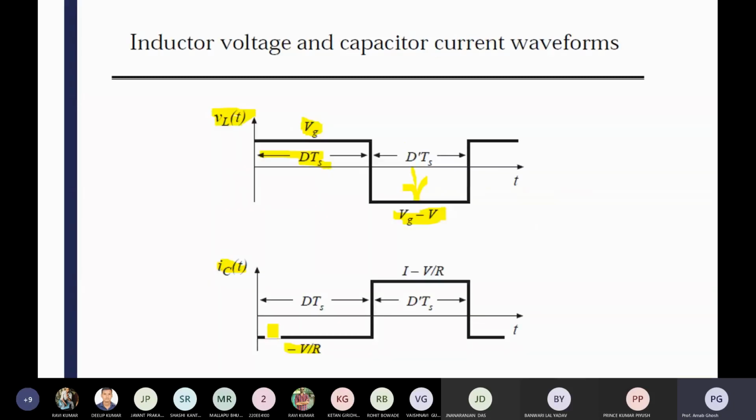If you replace all of them, you can get that value. Initially when the inductor voltage is positive, you can see the capacitor current is negative. When the inductor voltage is negative, the capacitor current is positive. So both are different in manner. Why is it positive? Because of the minus V by R, the positive component is not there, but here the positive component I is there, and that value is much more than V by R. That's why it is positive.